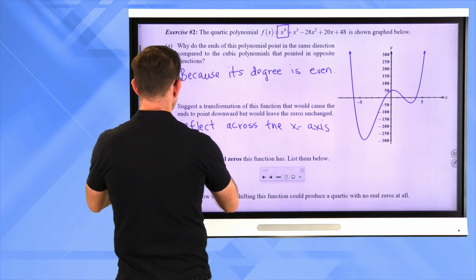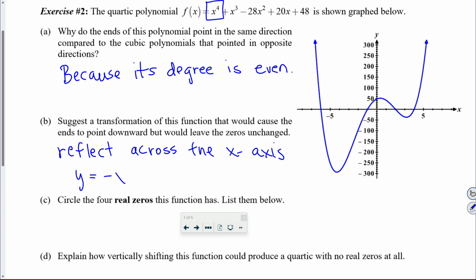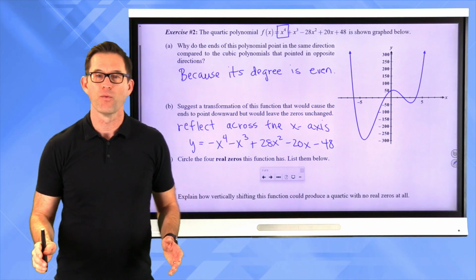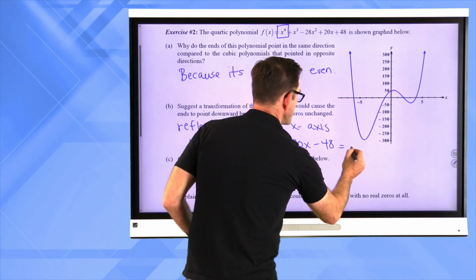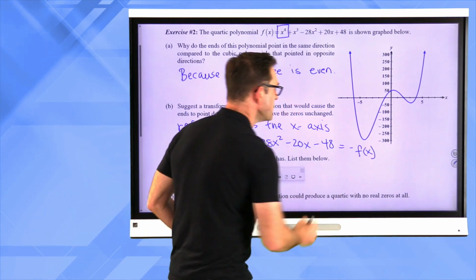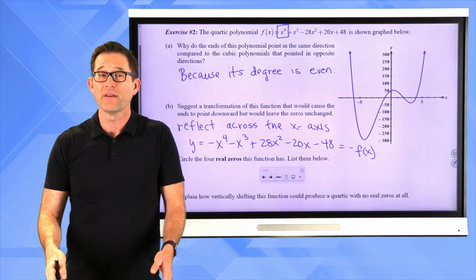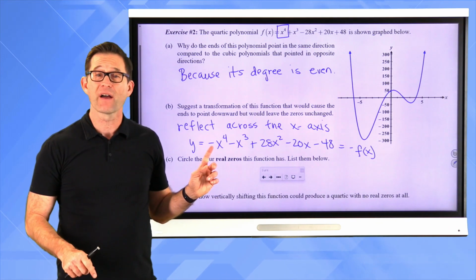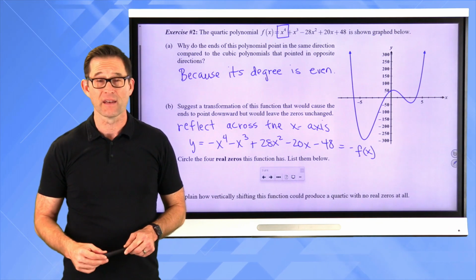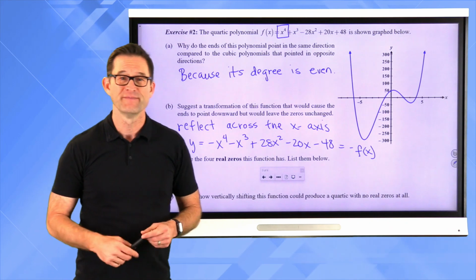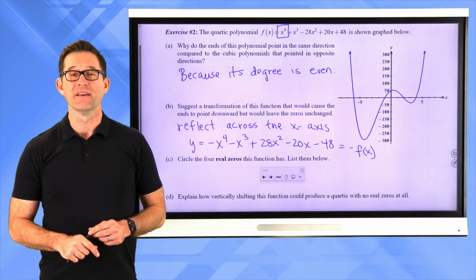So if I took this, y equals negative x to the fourth minus x cubed plus 28x squared minus 20x minus 48, if I took the whole thing and multiplied it by -1, all of this is just negative f of x, then all of a sudden the ends would point down. And again, that's just due to the fact that now the leading coefficient is negative instead of positive. All right, letter C.